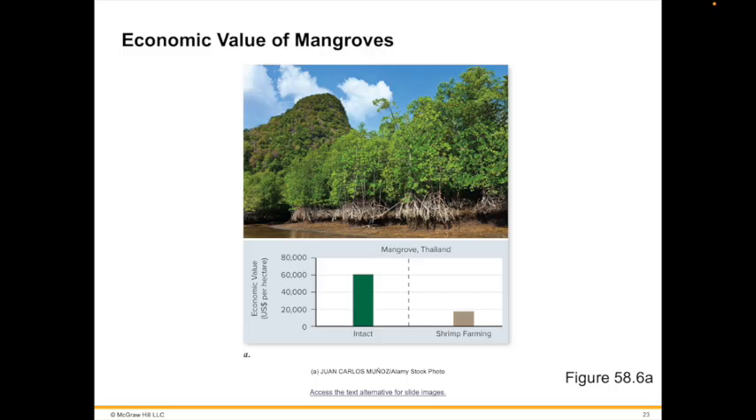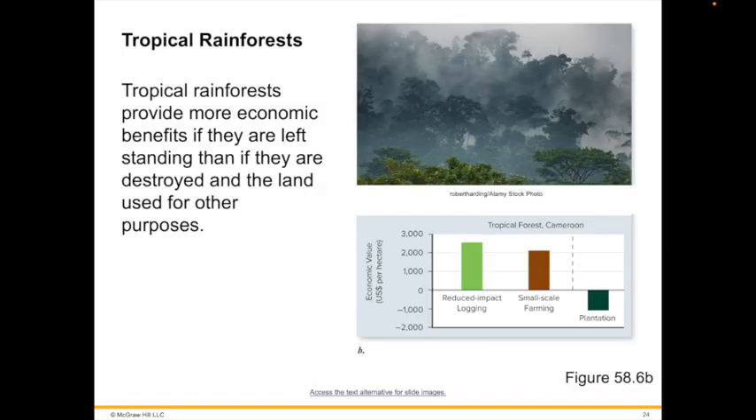Similarly, intact tropical rainforests in Cameroon, West Africa, provide fruit and other forest materials. Clearing the forest for agriculture or palm plantation leads to stream-polluting erosion as well as increased flooding. Combining all the costs and benefits of the three options, maintaining intact forests has the highest economic value.